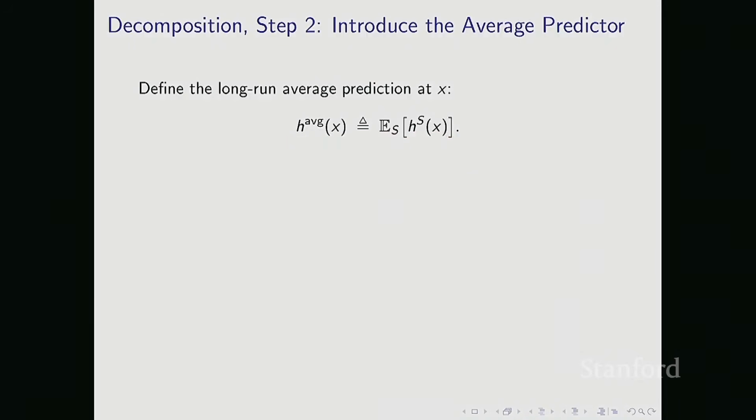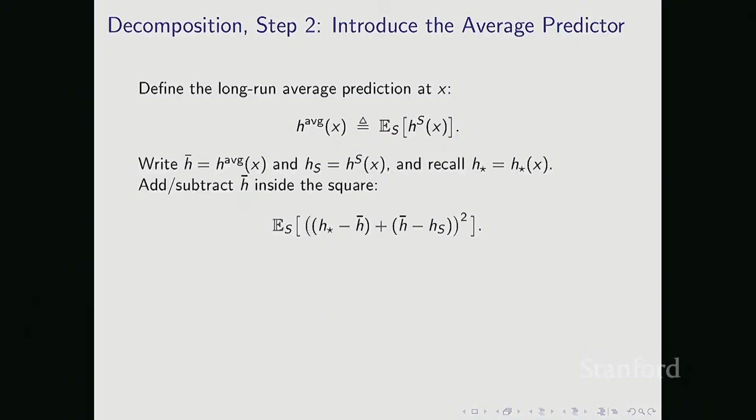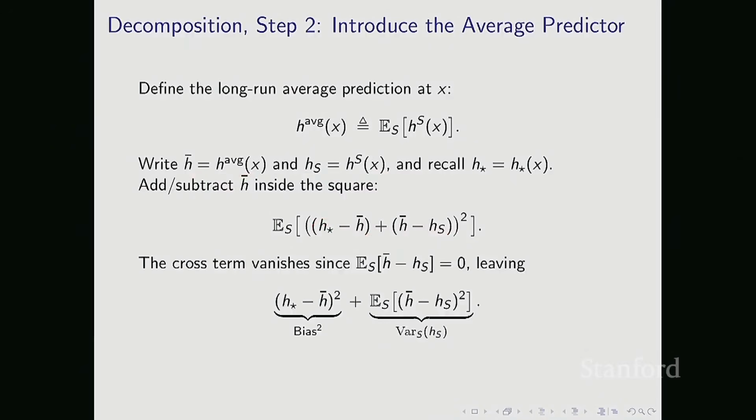All right. So we're going to write h bar as h average here, and h of s of x in this way. And this is going to allow us to write this decomposition inside the square. So we're going to take h star, and we're going to look at the long run average version, and we're going to look at h bar versus h of s. The reason we do that decomposition is this term here is going to be 0.